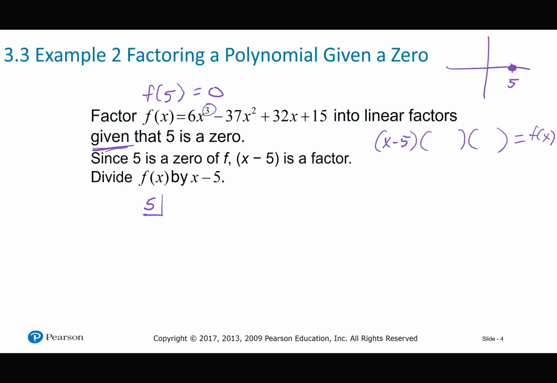All right, so now I can just put in my numerical values, my coefficients. So 6, negative 37, 32, and 15. And do not forget, if there wasn't, say, 37x squared, if it was 6x cubed, and then went right on to 32x plus 15, I would have to put a 0 in there for negative 37. That placeholder is important.